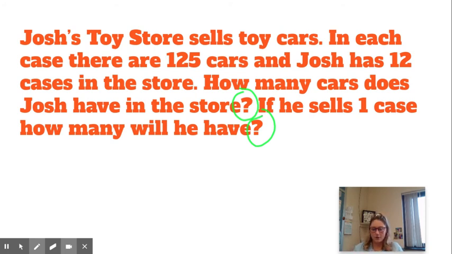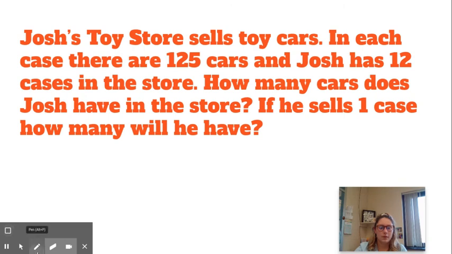Our first read is always the gist. Go ahead and pick a good gist from my options. Yeah, a good gist would be Josh's toy store sells cars.